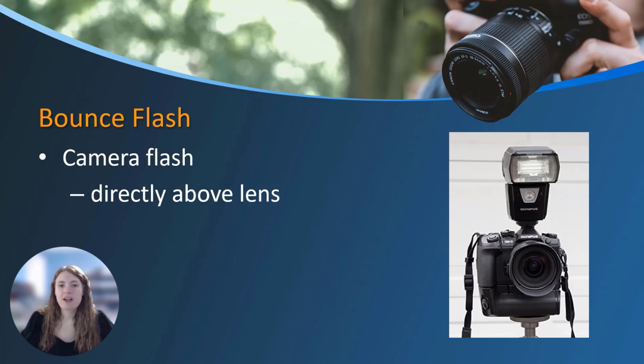So let's first talk about bounce flash. If you use the normal camera flash, then the light flashes from directly above the lens. What happens is that when you are photographing a shiny object, the light goes from your flash, hits the object, and then reflects directly back into the lens, and that creates a glare in your photograph, and that's going to eliminate detail.